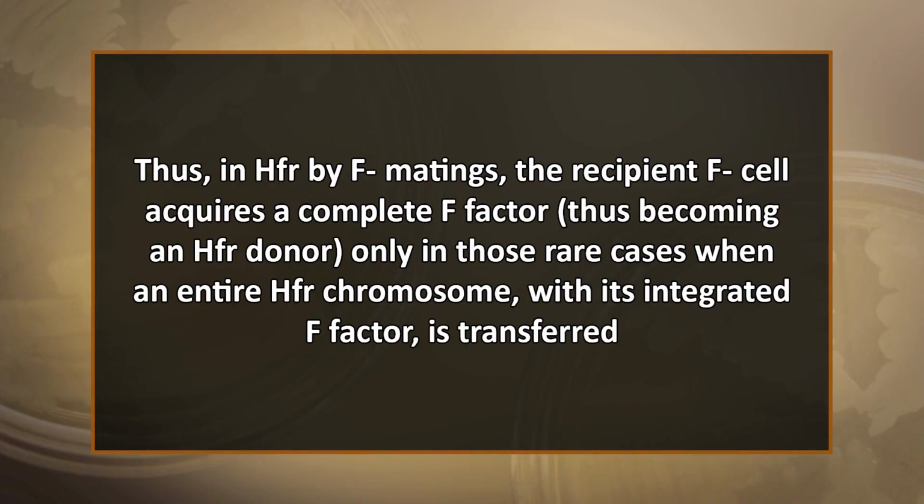Because the origin of transfer is within the integrated F factor, one portion of the F factor is transferred from an Hfr cell to an F minus cell prior to the sequential transfer of chromosomal genes. The remaining part of the F factor, however, is the last segment of DNA to be transferred. Thus, in Hfr by F minus matings, the recipient F minus cell acquires a complete F factor, that is, becoming an Hfr donor, only in those rare cases when an entire Hfr chromosome with its integrated F factor is transferred.